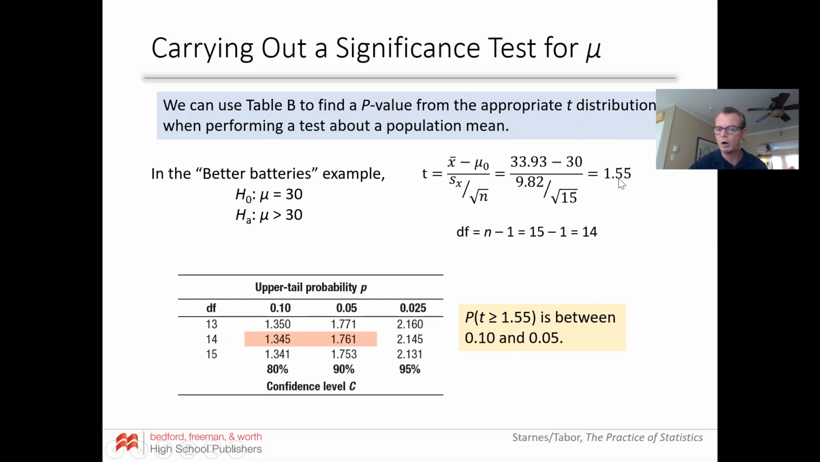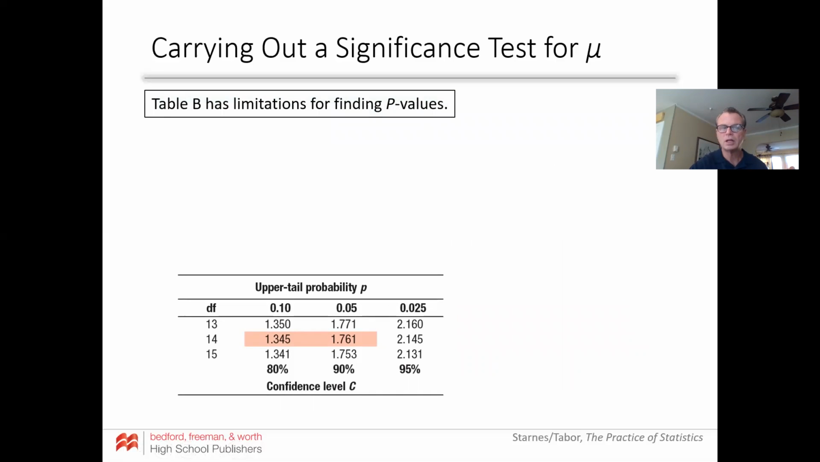For where we are, 1.55 is between 5% and 10%. Okay, we're not going to do it that way. We're going to use the technology to get the p-value. Table B has limitations for finding p-values. We're not going to use table B. Now, you could get a question, right? You could get a question in May where it was written like this, in this context. So you have to be able to read the table, but you're just not going to use it in practice.